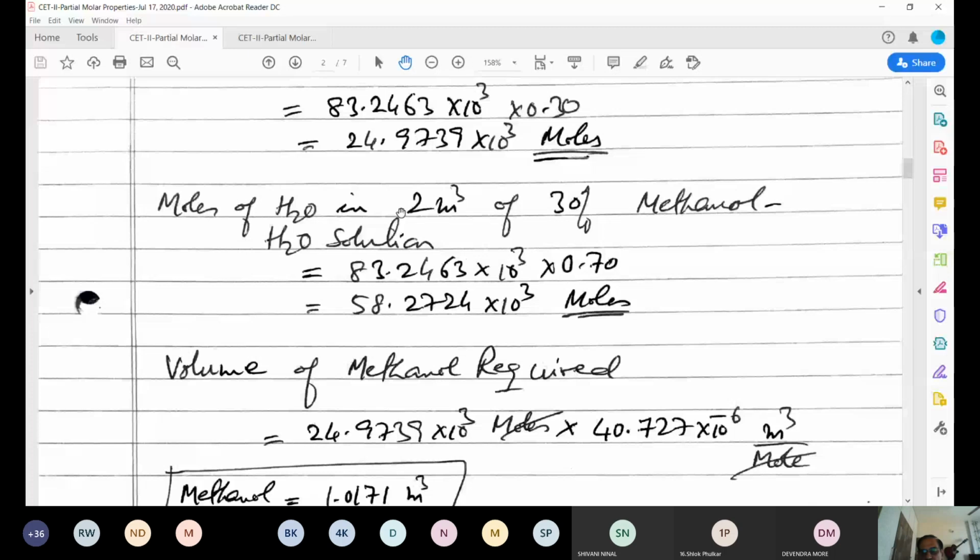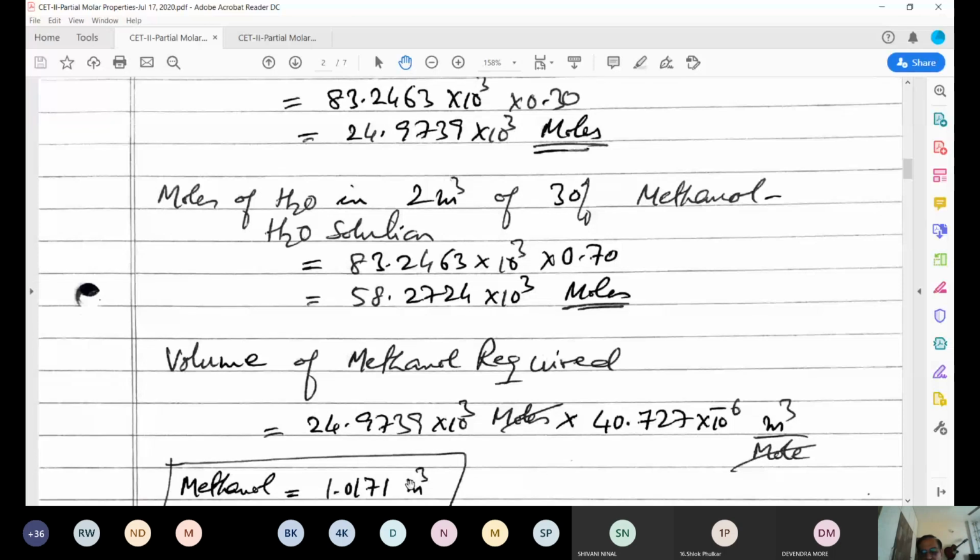Molar volume से again multiply करना है in this case because we want to find out volume, right? So multiply moles with molar volume of pure methanol. Pure methanol है, partial molar नहीं आएगा यहाँ पर. To get how much methanol will be required for 2 liters or 2 cubic meters of solution.